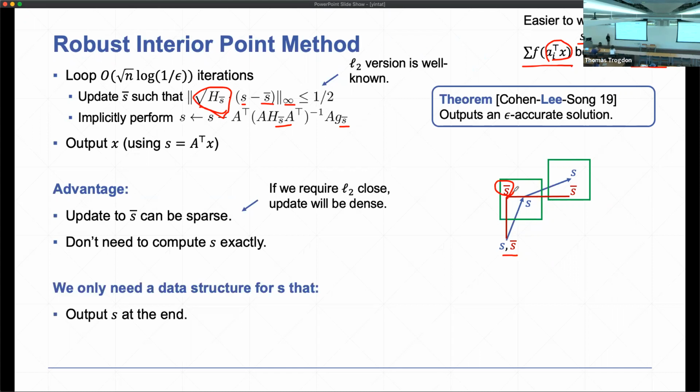Instead, what we need is a data structure that allows us to output S at the very last step, and also tell us which coordinates of S changed a lot. And we use those coordinates to update S bar. You can imagine this is where randomization comes in. You can think of this as a streaming problem. You have a vector, every step some coordinate changes, and you want to use some sketching to detect which coordinates changed and do some stuff.